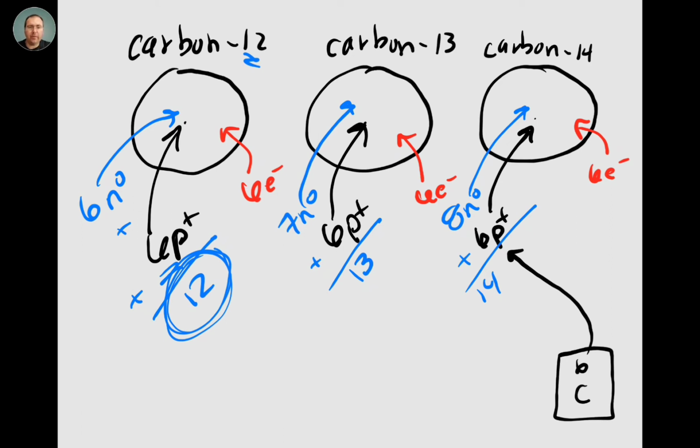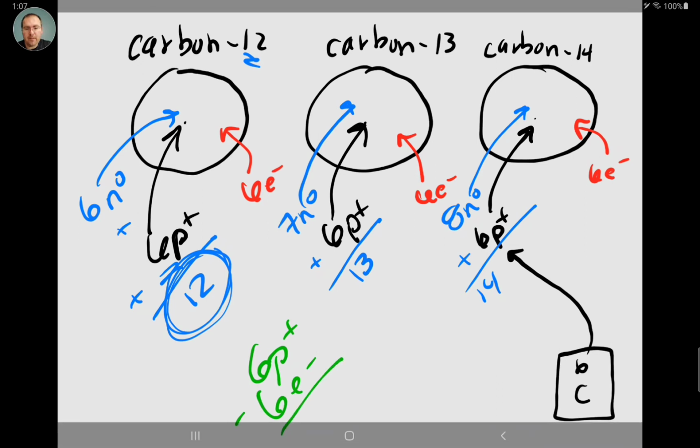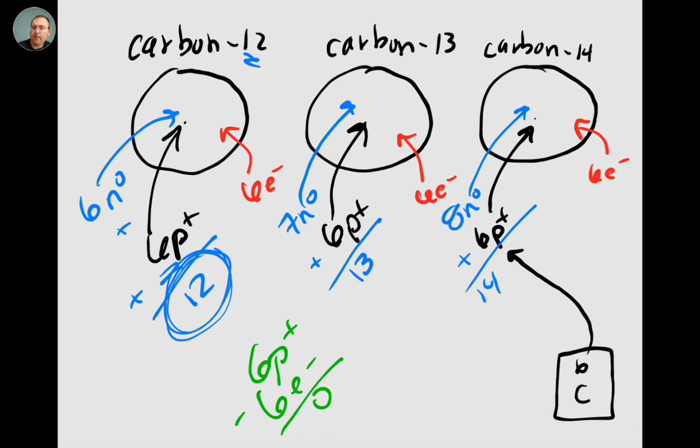The last little math problem I'm going to go ahead and introduce is the one that's based on charge. If you have 6 protons and you subtract 6 electrons, you get 0. And when you get 0, that means you have no charge.